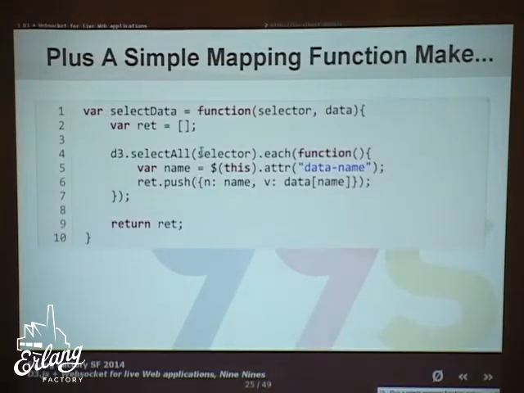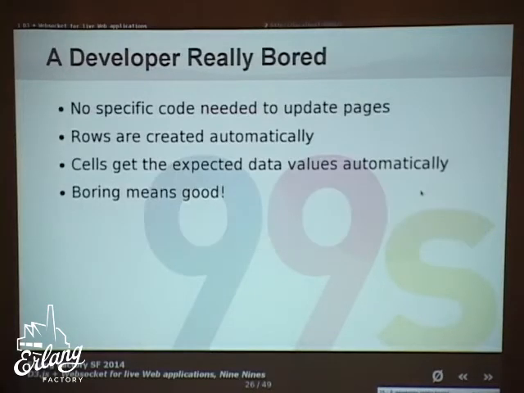So it basically locates the part of the page where we have actually defined these data names, and then for each of them we simply get the actual value, and we return a key value with the key and the value of the data. And with this, we don't need to do any more work.